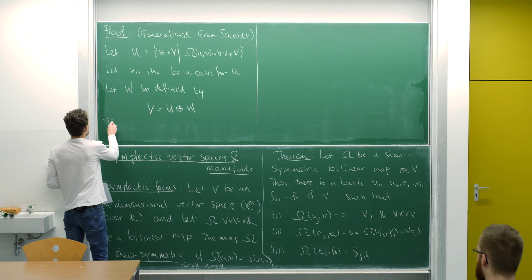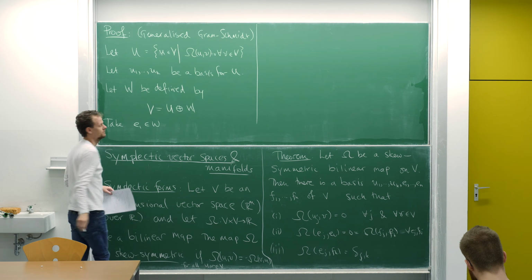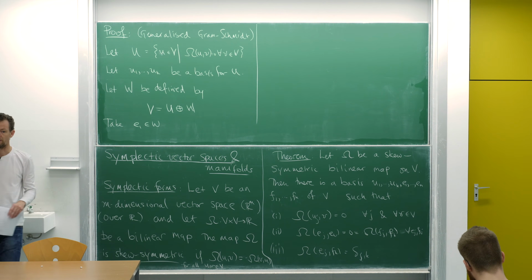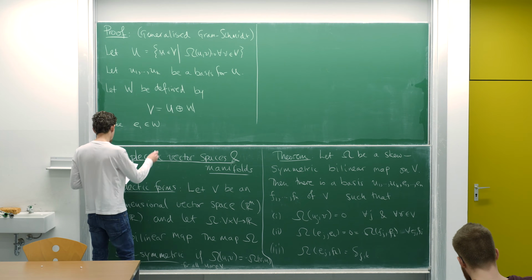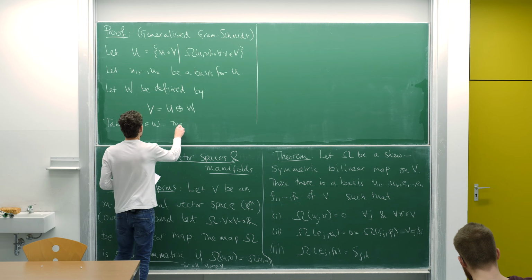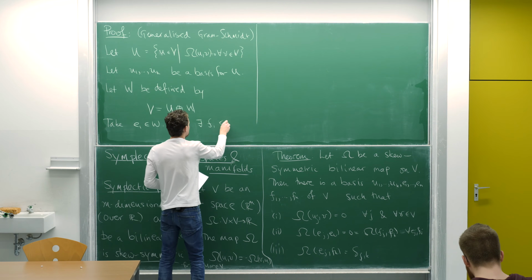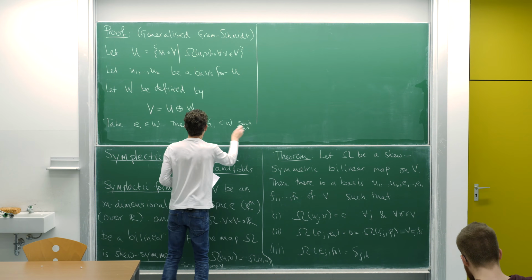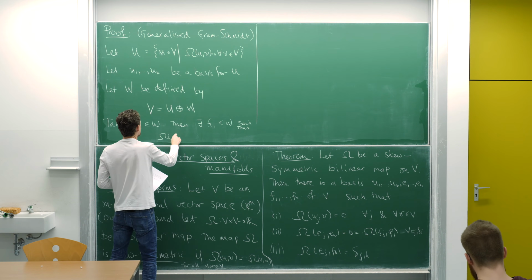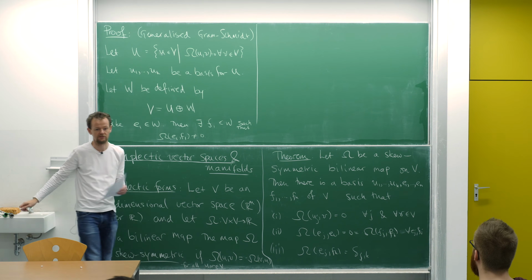So just take some vector in W. Just pick one. Call it E1. Then there definitely exists an F1 in W such that omega(E1, F1) is not equal to 0. Definitely exists.